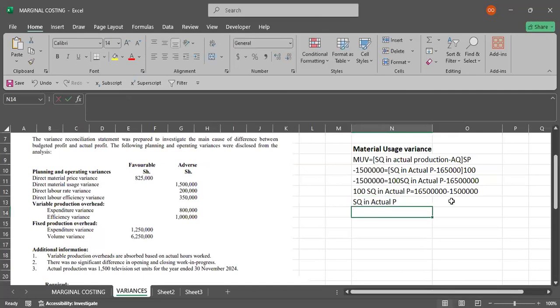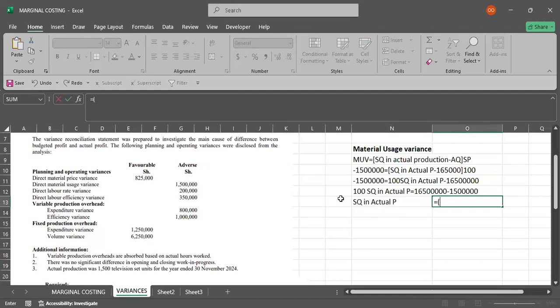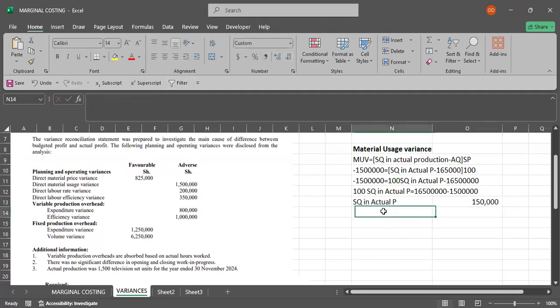So for us to get standard quantity in actual production, we divide both sides by 100. So in short, it should be 16,500,000 minus 1,500,000. The whole of this, we divide by 100. If I do the same, I'll be getting 150,000. That is the standard quantity in actual production, right?